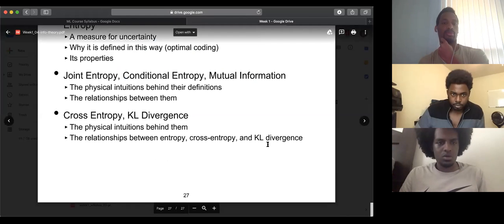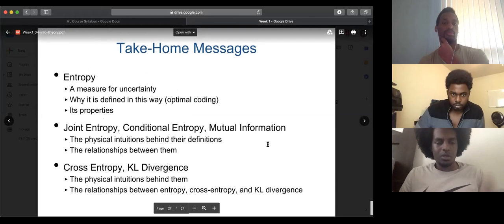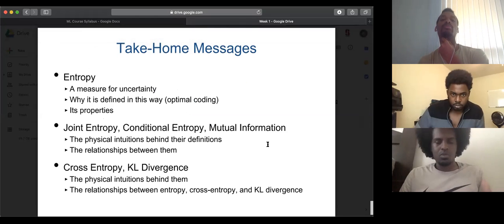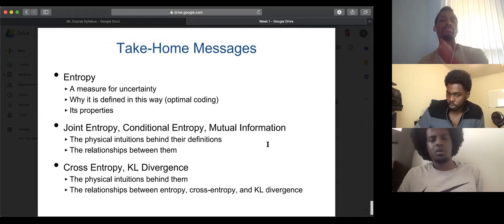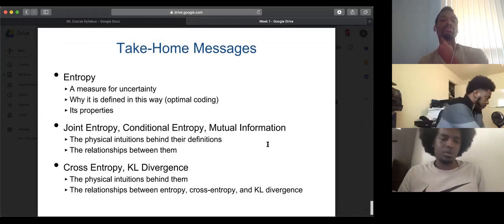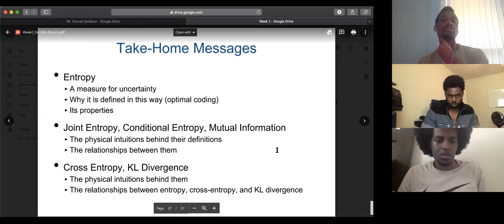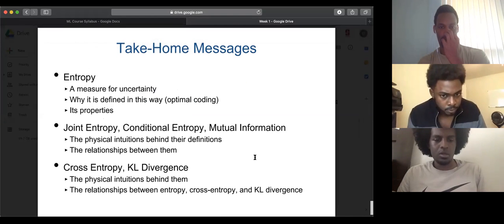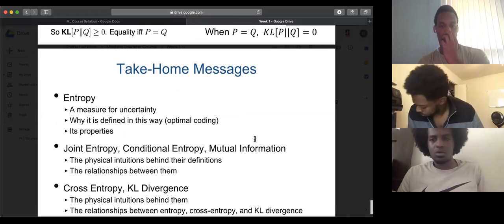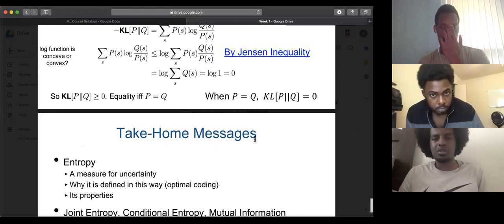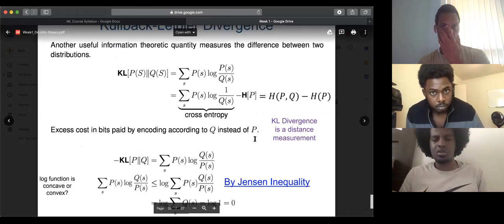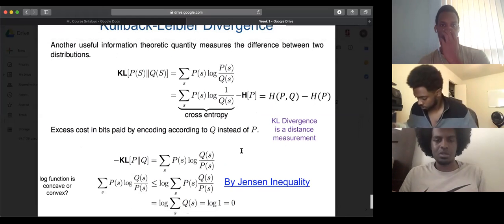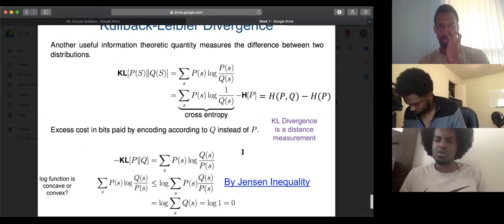So we talked about entropy. We talked about what optimal encoding actually means. We talked about joint entropy, conditional entropy, mutual information. We talked about the intuitions, relationships, and then cross entropy, and then Kullback-Leibler. And this was a good lecture to pair together with cluster evaluation because a lot of the ideas here naturally translate over there.